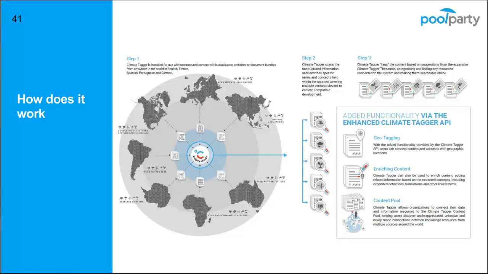In the middle there is a thesaurus, the Climate Tagger thesaurus. It's around 4,500 concepts at the moment, in 5 languages. So it is in English, French, Spanish, Portuguese, and German. And what happens is that content pushed from different content repositories into the Climate Tagger is automatically semantically annotated. And then this content can be interlinked or put into context.